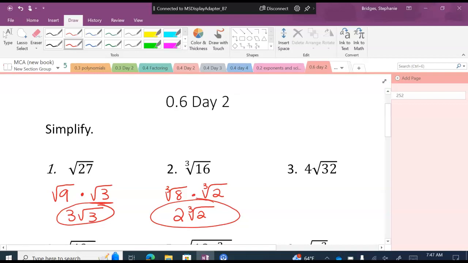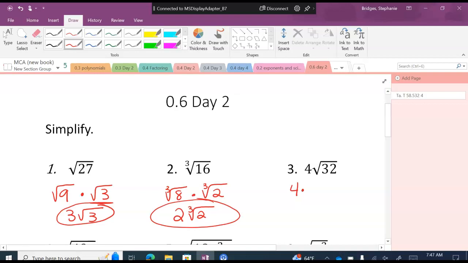All right, 3 is similar, but it also has a number in front. Is that 4 an index? No, it's not. It's big, and it's in front of it. It's not a little one up in that little space there. So this is 4 times the square root of 32. So what we're going to do is think about the 32 first. We're going to just leave this 4 out front for now, and it is going to get multiplied by whatever we bring out of 32.